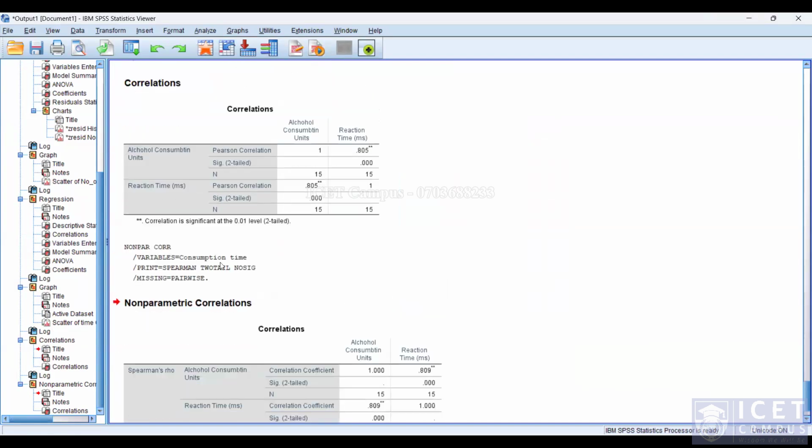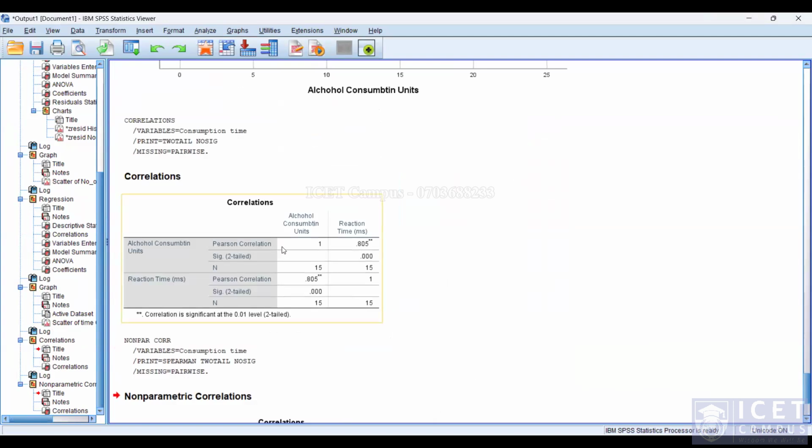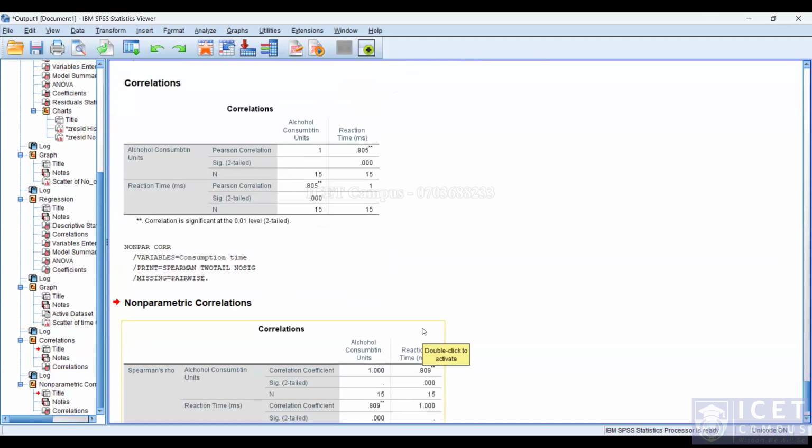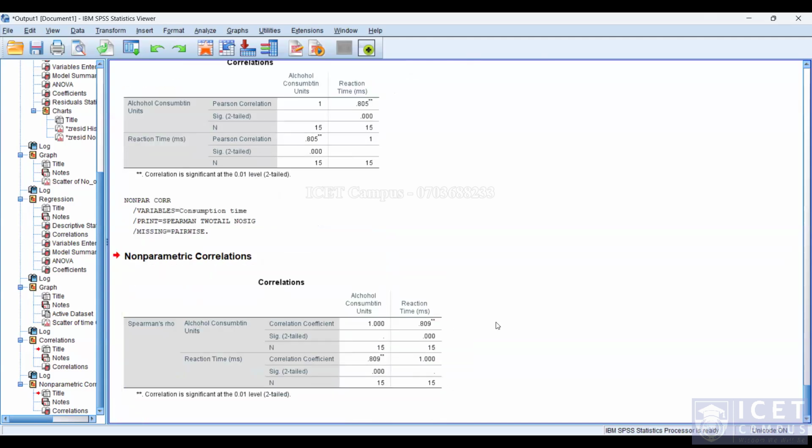So there are two correlations. One is Pearson's correlation, 0.805. Then the non-parametric correlation, Spearman's correlation, that is 0.809. So there is no big change actually. If you use any method, sometimes a little, but it is similar actually. But suppose the non-parametric tests are not valid, then use parametric tests.